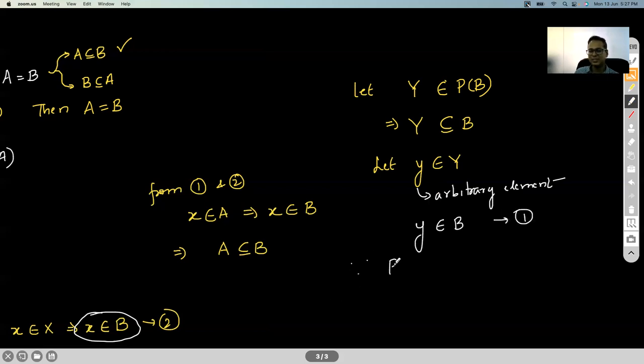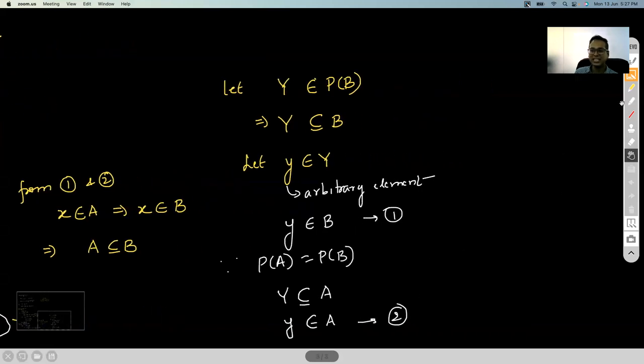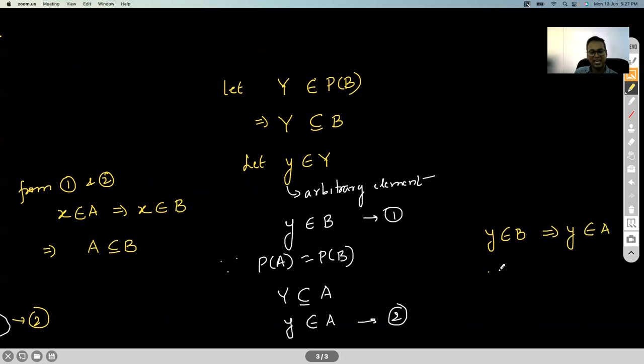Now, since P(A) is equal to P(B), can I repeat the same thing and say capital Y will also be a subset of A? That means the same element Y will come from A also. Let's call it two. So eventually, what are you trying to say? You're trying to say that if there was an arbitrary element of B, then that arbitrary element is also present in A, thereby making B the subset of A.